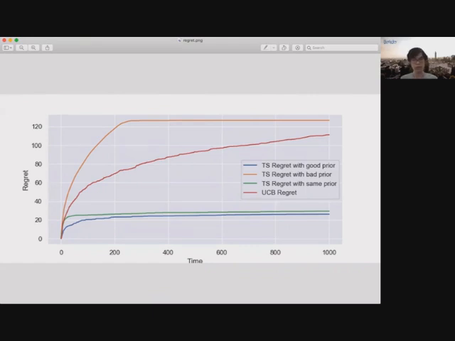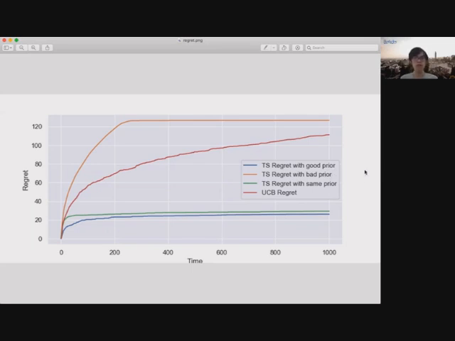Okay. And so we did this for 4 different algorithms. We did this for UCB, Thompson sampling with a good prior, Thompson sampling with a bad prior, and Thompson sampling with a prior that has the same mean for every single arm. So let me say a few more words about what a good prior is and what the bad prior is.